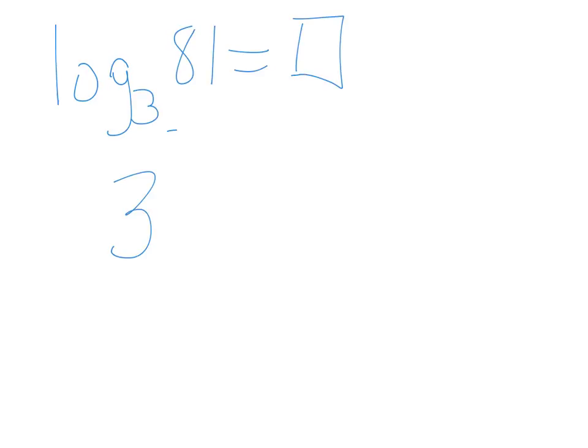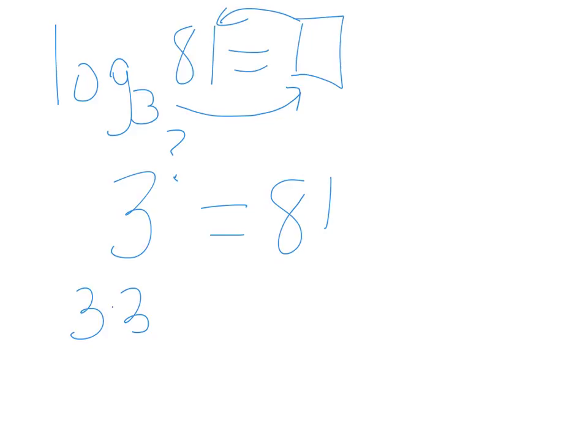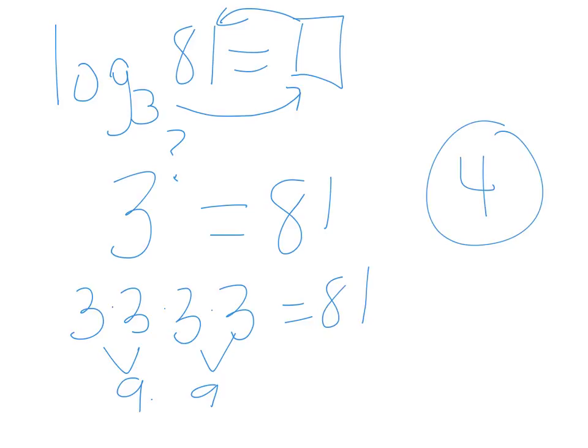Let's do log base 3 of 81 equals what? And again, 3 to what power equals 81. I'm just applying the rules of how to convert from a logarithmic equation to an exponential equation. So I know, again, that 3 times 3 is 9. So if I make 9 again, that's going to give me the 81. So the question mark is going to be 4. 3 to the 4th power equals 81. That's what they're asking.